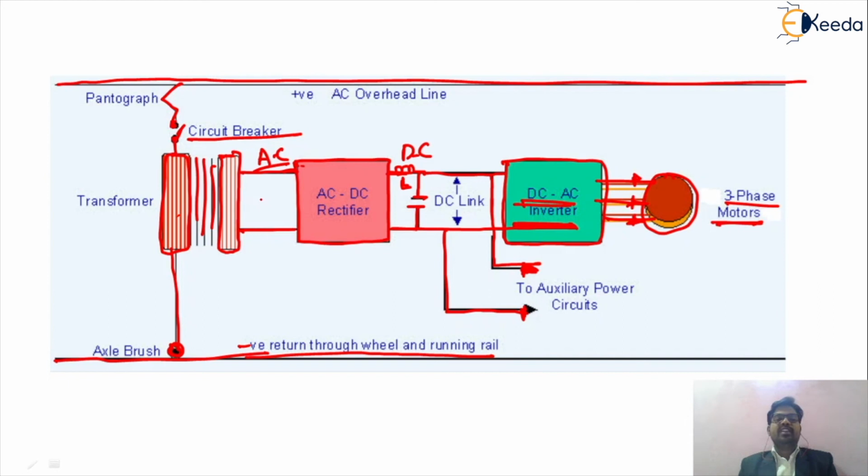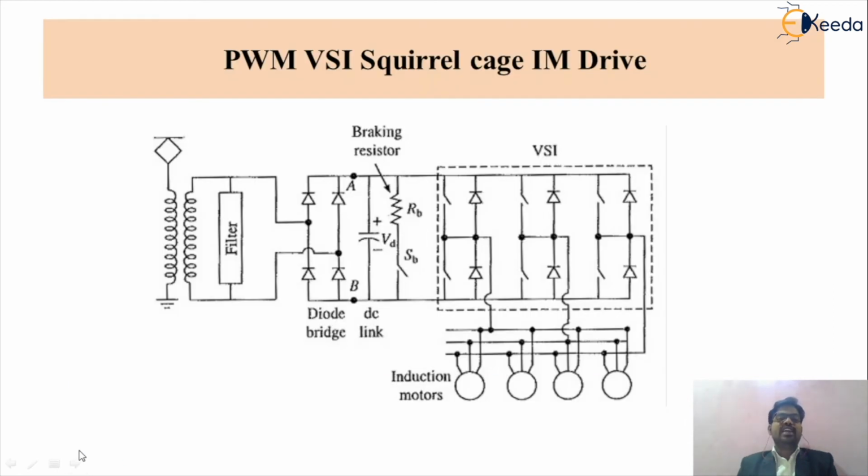So this is the basic fundamental understanding. Now we have to understand the pulse width modulation voltage source inverter control of the squirrel cage induction motor. This is the pulse width modulation voltage source inverter squirrel cage induction motor. We use the squirrel cage induction motor for the control system of your traction drive.